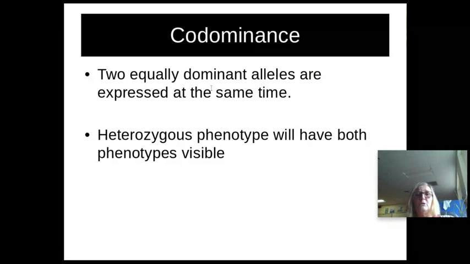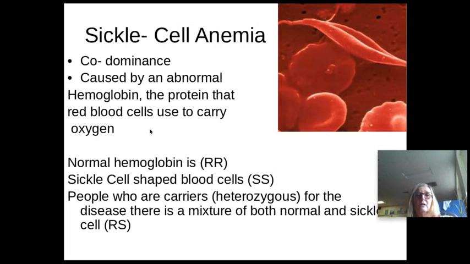Codominance is you have two equally dominant alleles that are expressed the same. The heterozygous phenotype will have both phenotypes visible. Okay, sickle cell anemia is codominant.